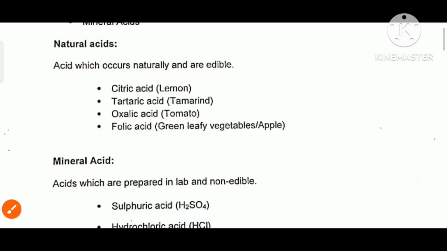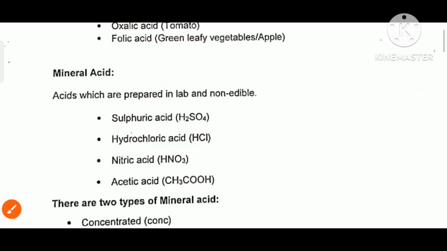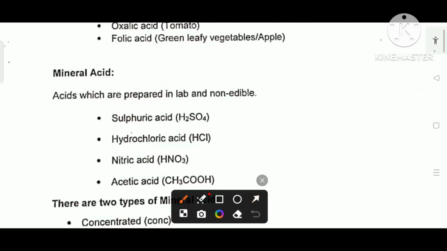Okay, now let's move on to the second one, mineral acids. Mineral acids means acids which are prepared in the lab, which are non-edible. They are used for experimental sake, and examples of these acids are number 1 sulfuric acid, the king of acids, H2SO4, hydrochloric acid, nitric acid, acetic acid. So H2SO4, HCl, HNO3, CH3COOH. These are the examples for mineral acids.